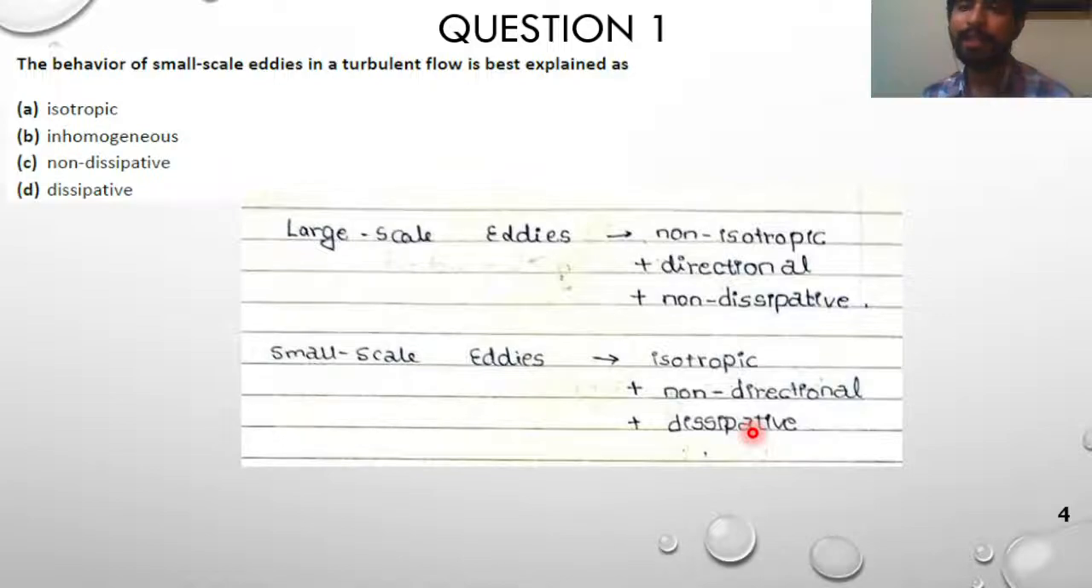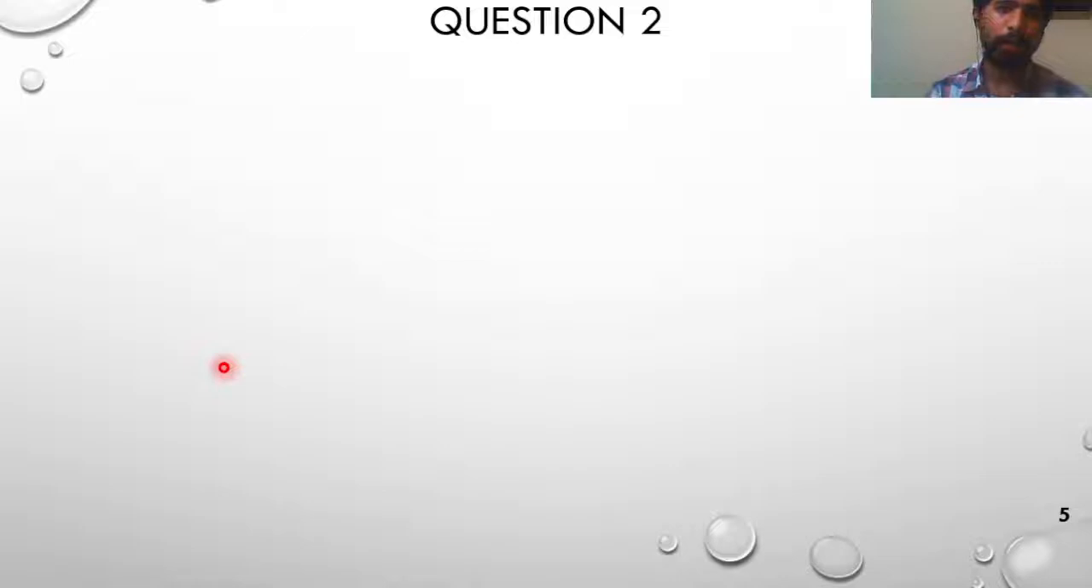You can see this in an experiment also. Whenever you try to stir the water in a tank, first of all you get very large eddies, and then they take some time to form small eddies, but these small eddies dissipate very early. Then you have a very stagnant kind of flow. So these are dissipative in nature. So the correct options, I would say, would be A and D: isotropic and dissipative in nature. That is the correct answer.